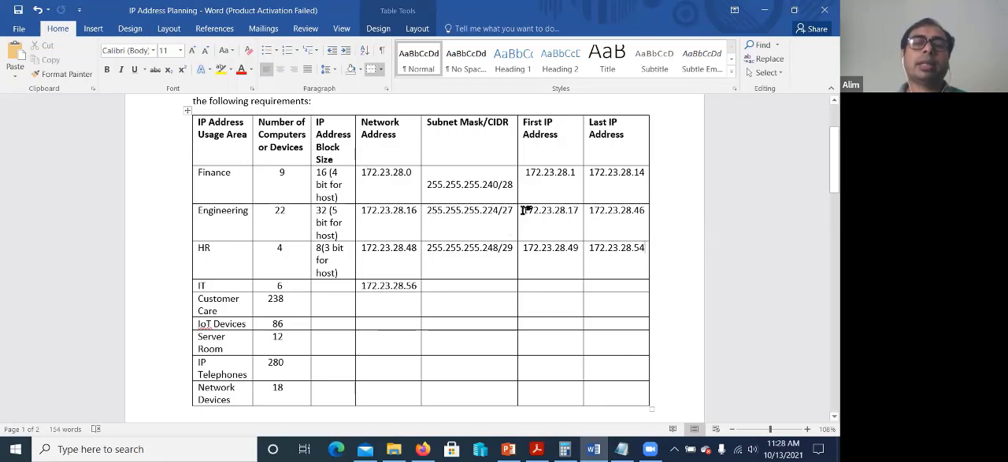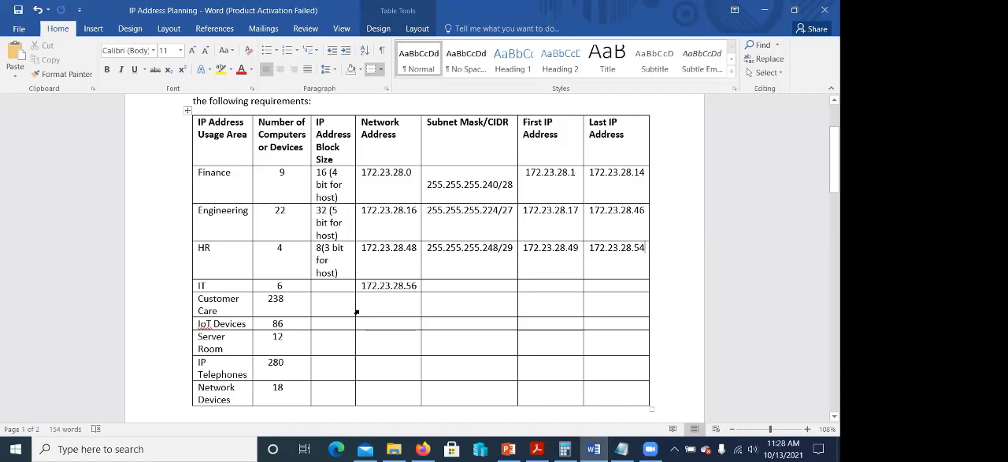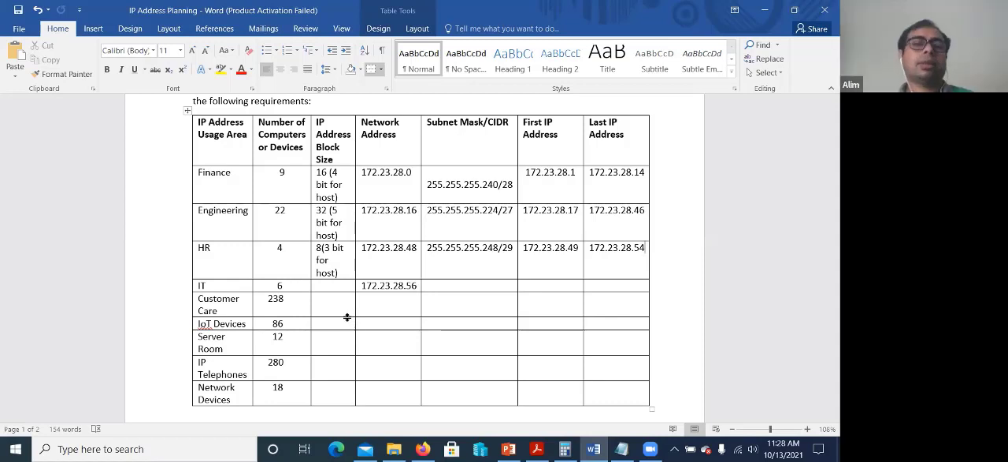Look, why is it VLSM? For the first network you use /28, for the second /27, for the third /29, depending on our requirement. That is why it is variable length. So is this not classless inter-domain routing? Of course, yes. It is classless.